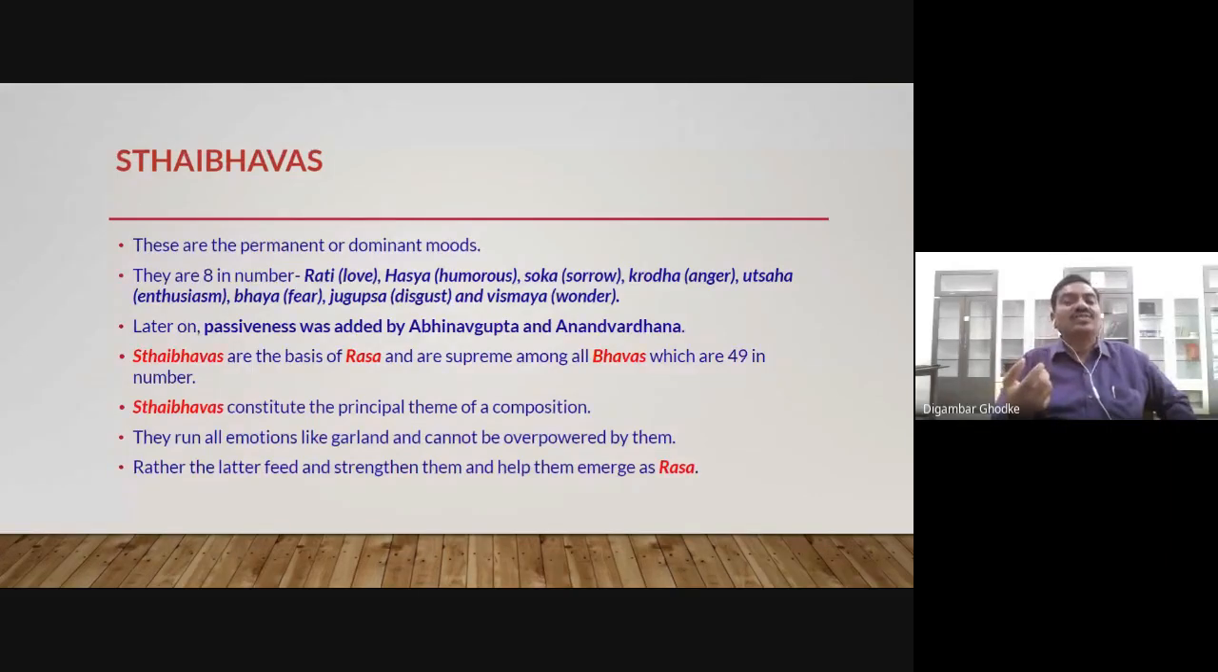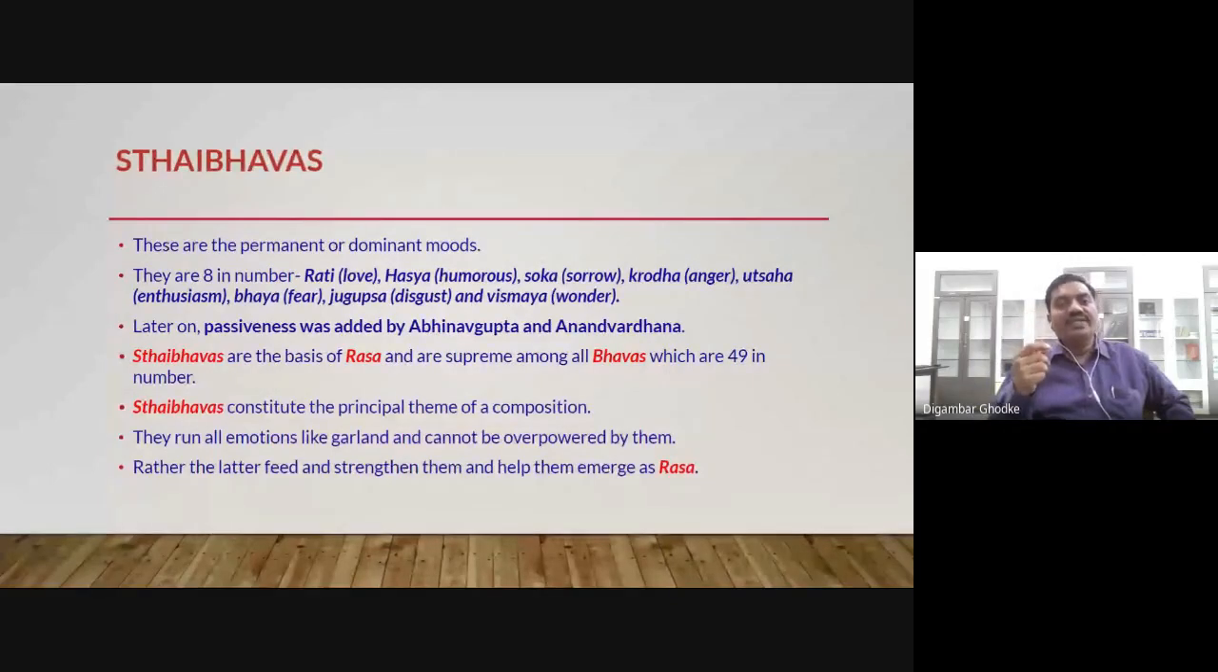Then hasya. Hasya means being humorous, to laugh. Then shoka. Shoka means sorrow. Krodha, anger. Utsaha, enthusiasm. Bhaya, fear. Then we have jugupsa, which means disgust, and vismaya, wonder. These are Sanskrit words. So all these bhavas are called sthai bhavas.